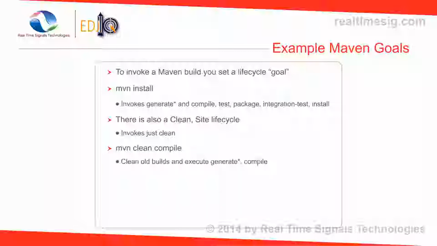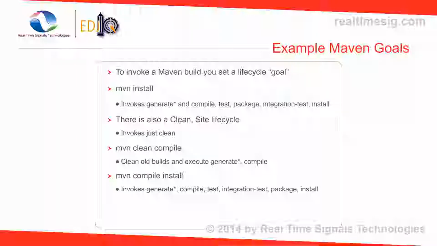3. mvn compile install. Invokes generate and compile, test, package, integration test, install. 4. mvn test clean. Invokes generate, compile, test, then cleans. We can list all goals bound to a specific phase and their plugins using the commands.